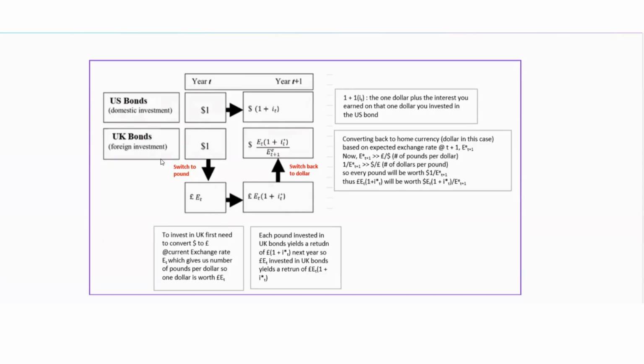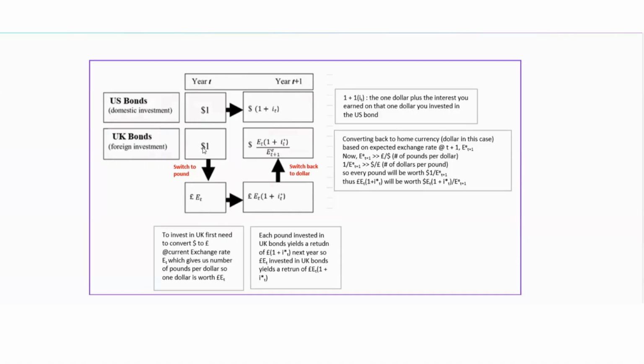And alternatively, he could decide to invest the dollar in UK bonds. But if you want to invest in UK bonds, first you need to convert dollars to pounds based on the current exchange rate E_t. And you know the exchange rate E_t tells us the number of pounds per dollar, because based on the indirect definition of the exchange rate, it's the number of pounds per dollar.